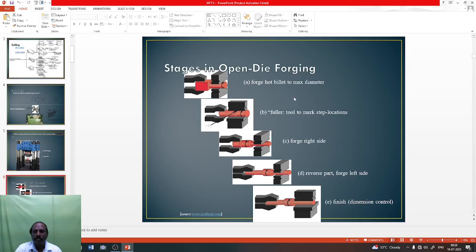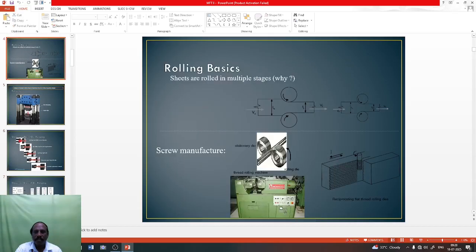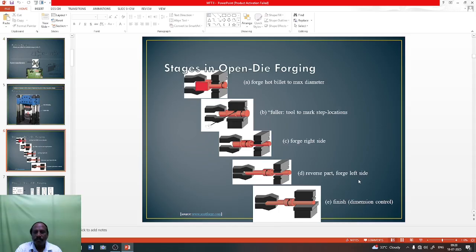Forge hard billets to maximum diameter, then fuller to mark step locations, and also forge right side diameters, and reverse, forge the left side part, and also finish dimension accuracy, dimension control. The first stage in open die: forge hard billet to maximum diameter, so that is giving the two dies, and it comes to the diameter, and fuller to mark step locations. These step locations are there, and also forge side forgings, and these are very important.